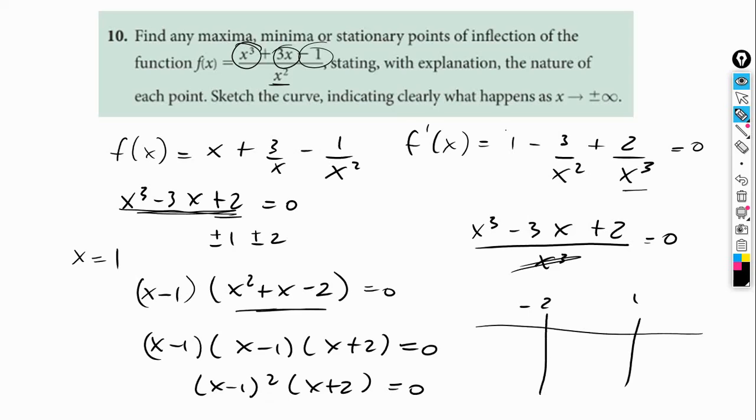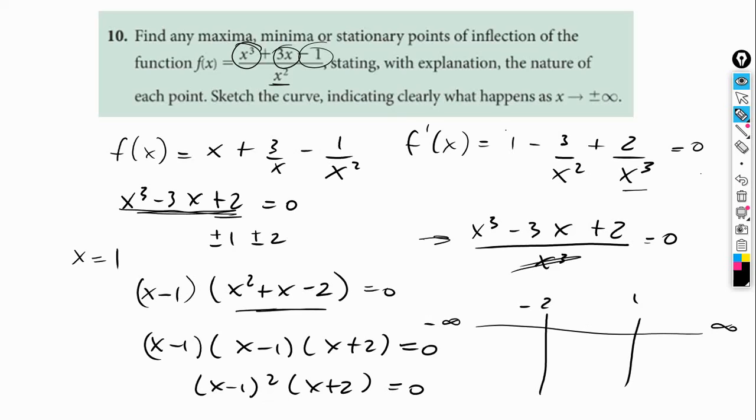Okay, so now what I want to do is do some tests to see if we have a maximum or a minimum, or if we have just a point of inflection. So with the first derivative, we need to test values that are before negative 2 and after negative 2, but before 1 and then after 1, right? Because we have to think in terms of infinity, positive infinity and negative infinity.